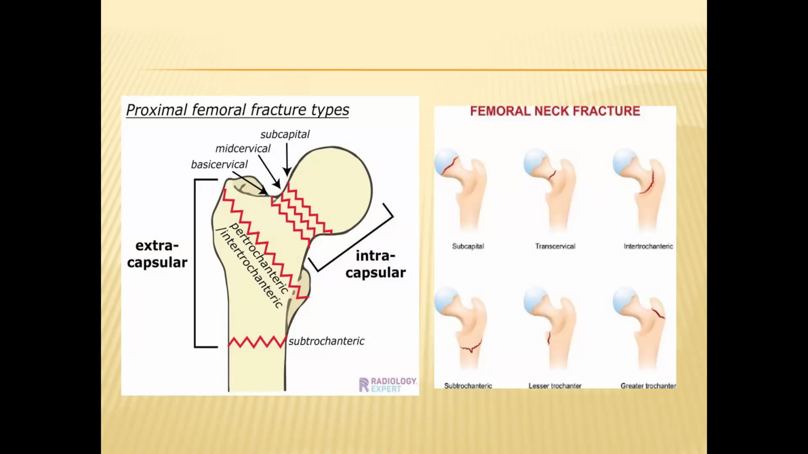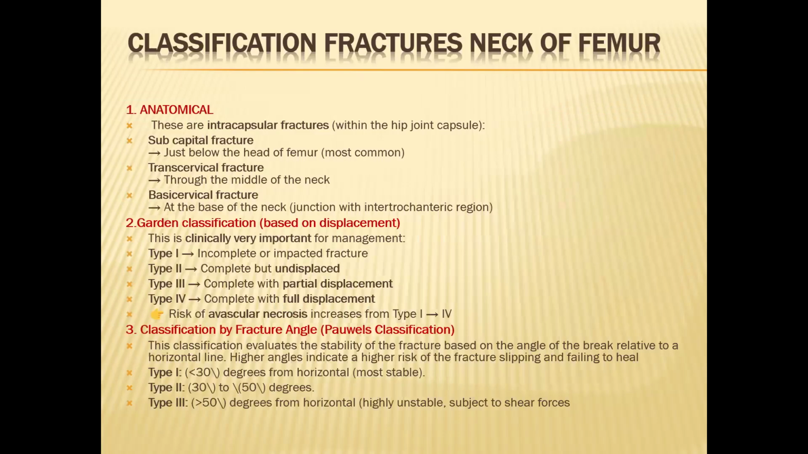So we can classify the fractures of the femur neck, the proximal part of the femur, also depending upon their angle of displacement. If the angle of displacement is less than 30 degrees, these will be stable fractures. If the angle is between 30 to 50 degrees, this will be unstable. If the angle is more than 50 degrees, these will be highly unstable fractures.